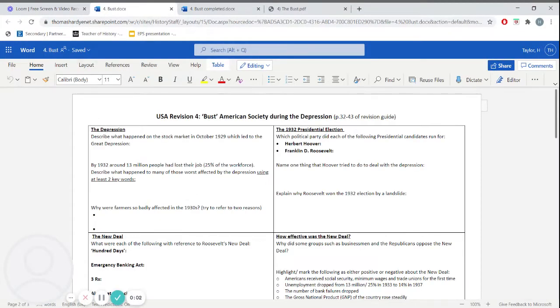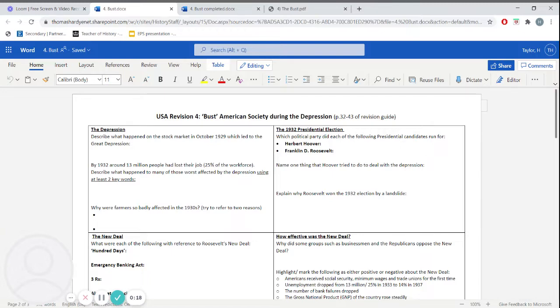Hello, everyone. Right, so welcome to your week 4 revision activity. This one is going to be based on USA, the bust period, so American society during the Great Depression.